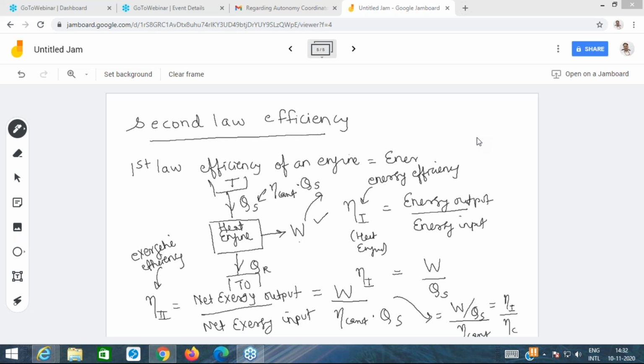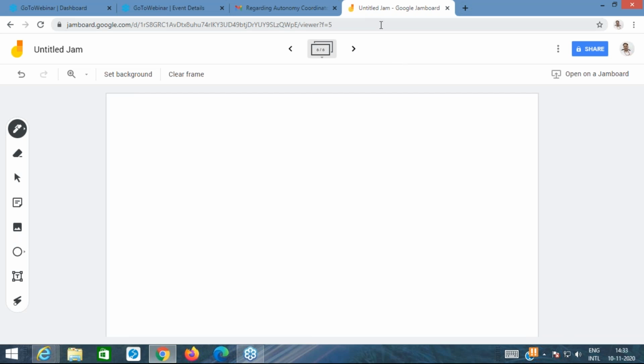So what we discussed now is how to calculate the second law efficiency of a heat engine. Now let us say that we are not talking about a heat engine, we are talking about some heat exchanger, like say a solar collector. In that case, how do you calculate the second law efficiency?